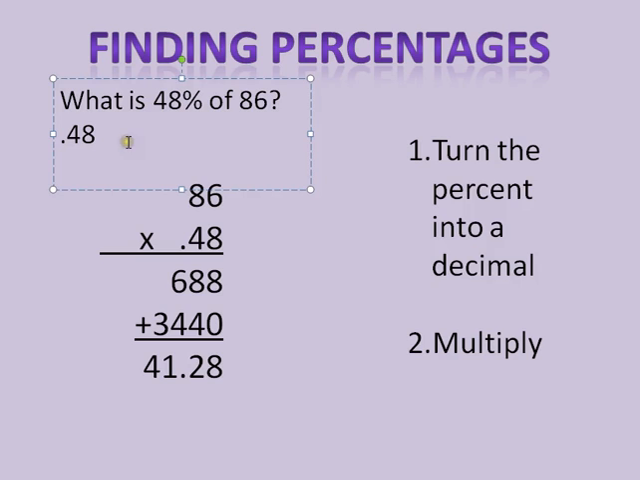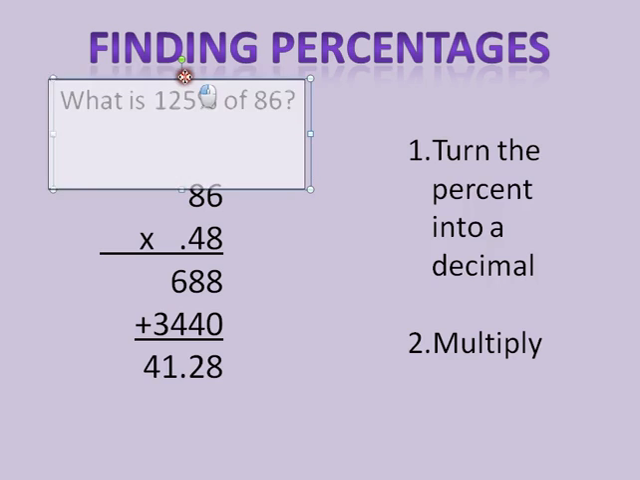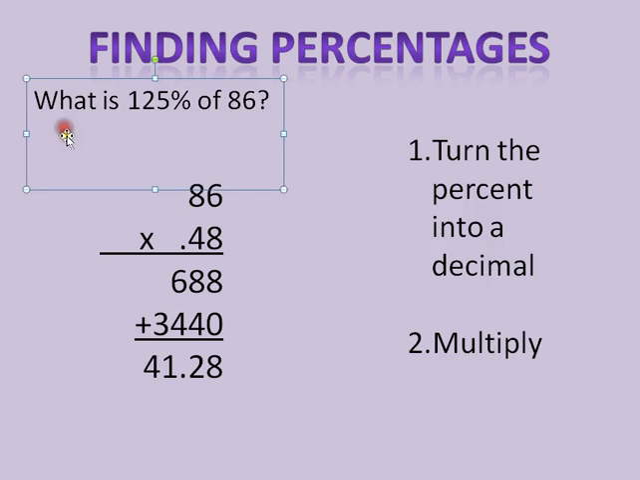Okay. Now if by chance I had 125% of 86, 125, oops. Let me move this over here. My answer would be 1.25, because I moved the decimal over twice. So if it's over 100, you still move the decimal over twice.